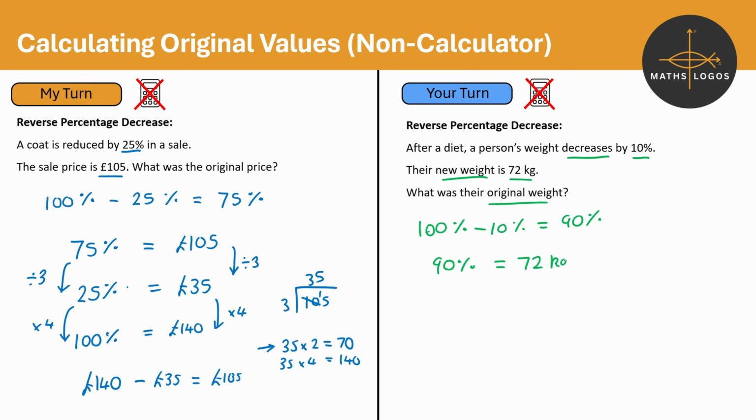Both of those numbers are divisible by 9. So I'm going to go down to 10% as my building block. And always, look at the first part of the number to see if it's divisible by 9. 72 is divisible by 9. It goes in 8 times. We're saying divide by 9. And then I scale up to 100% by multiplying by 10. So 100% of their weight is 80 kilograms.